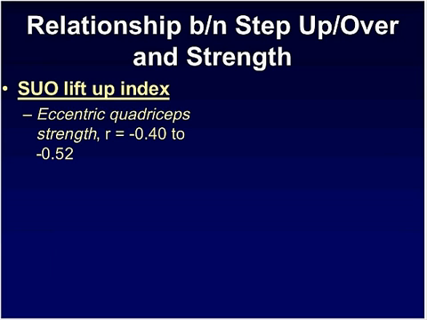Briefly, these are some of the relationships looking at isokinetic strength. This is from a sample of healthy patients. So for the step up and over lift up index, we saw a correlation with eccentric quadriceps strength. The fact that that's a negative correlation may seem a little bit counterintuitive, but it is very much in line with what we've seen clinically.